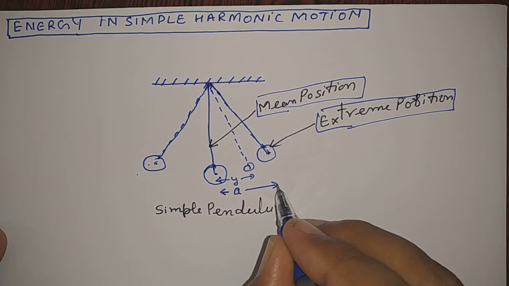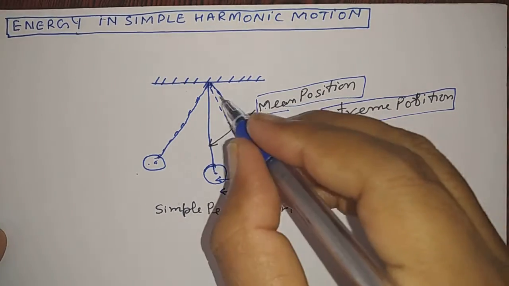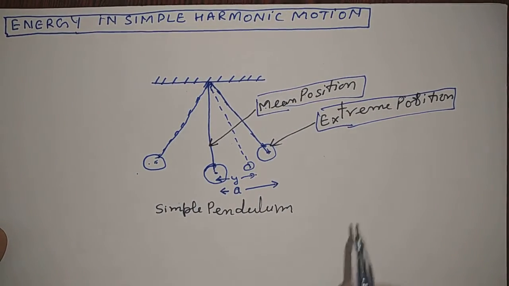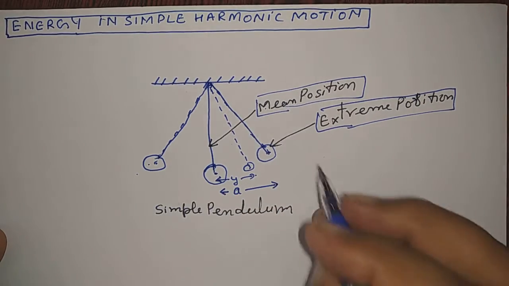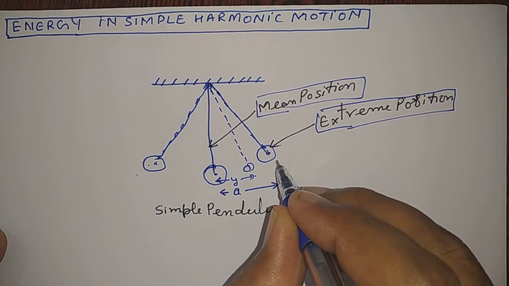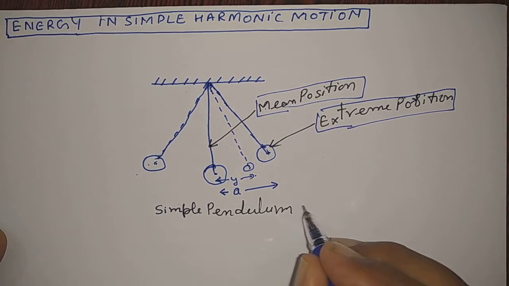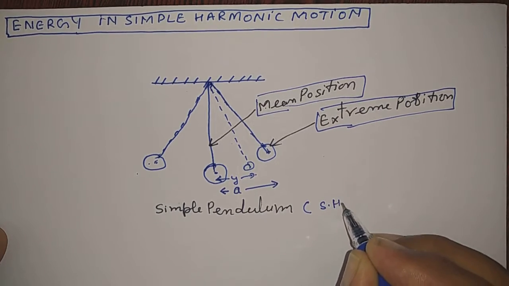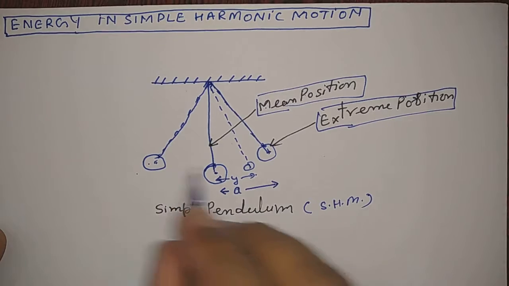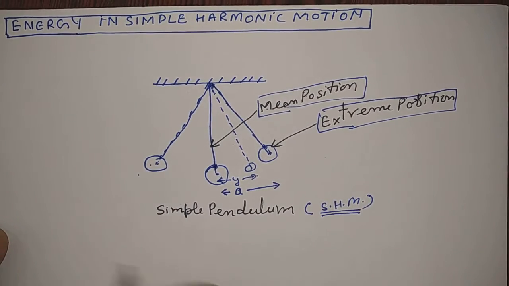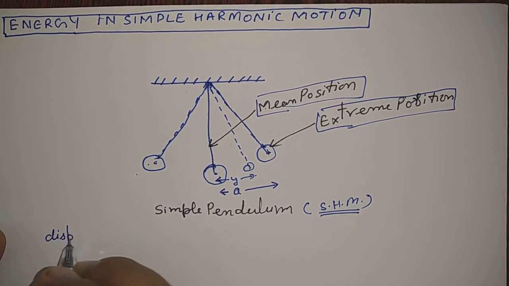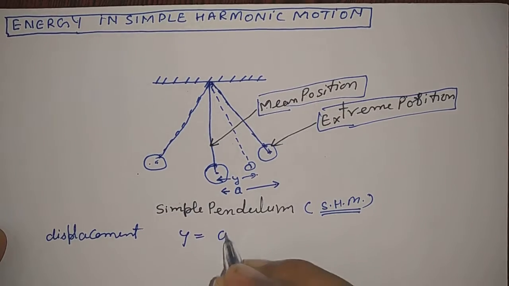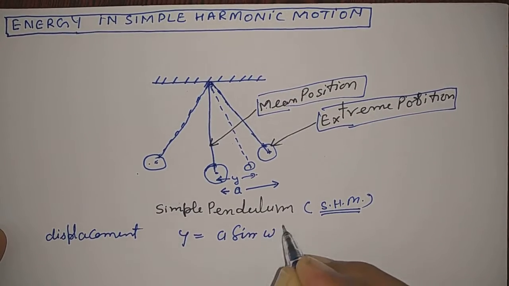Extreme displacement is called amplitude. At time t, where displacement is y, its position is given. In this simple harmonic motion, the to and fro motion of a simple pendulum around its mean position is a simple harmonic motion, whose displacement equation is given by y is equal to a sine omega t.